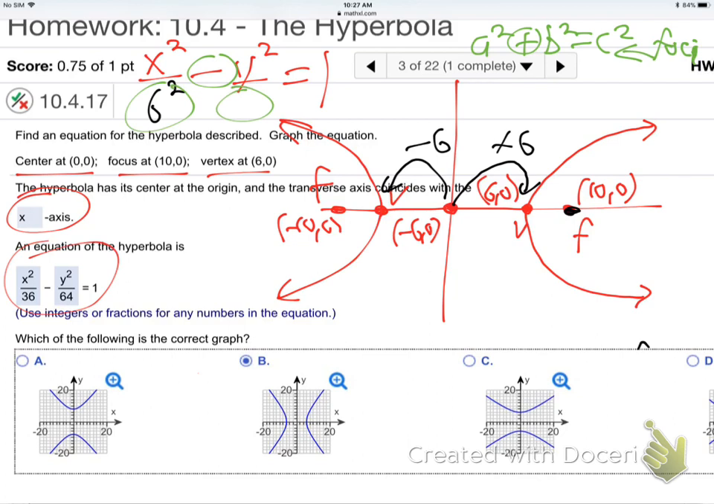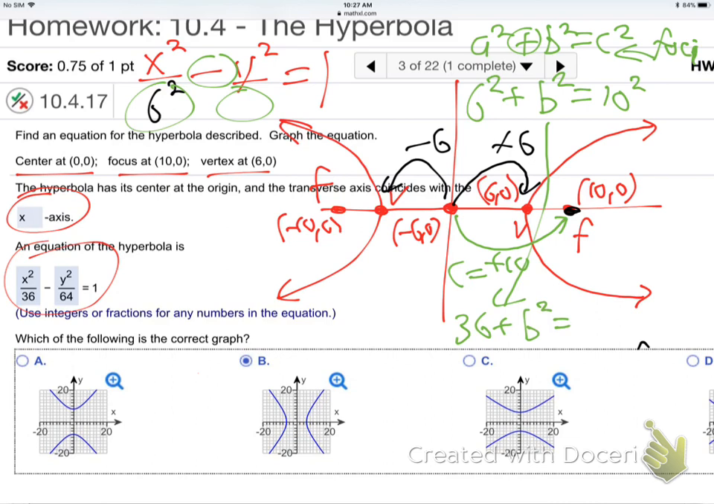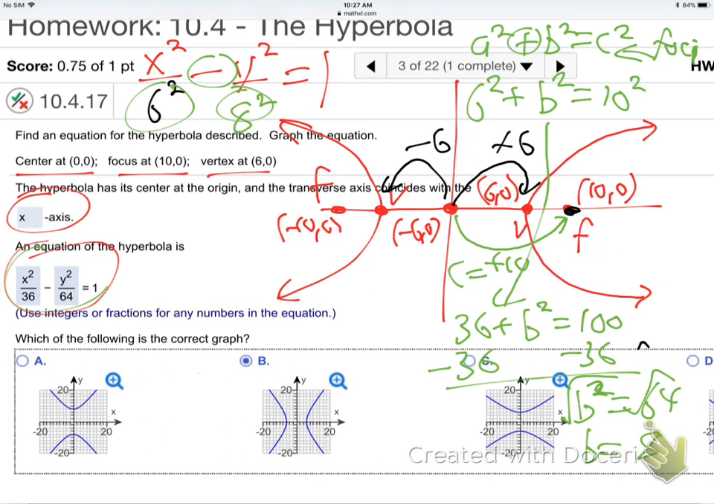So that's nice. So I'll just say 6 squared plus B squared is C squared. Do I know C? What is C? Good, 10. It's how far from the center. So C, from the center to the focus, is 10 squared. Is that good? So that way I can solve for B squared. So let me bring it down here. 36 plus B squared is 100. Subtract 36. B squared is 64. Root it. B's 8. So there we go. 8 squared, that's how we got that answer.